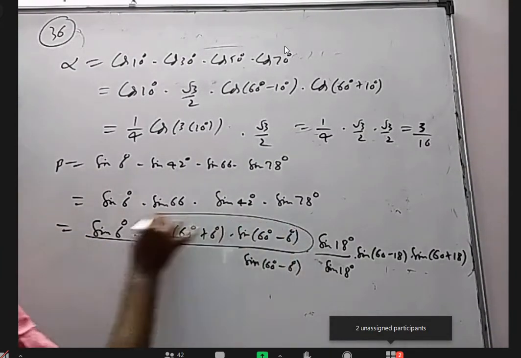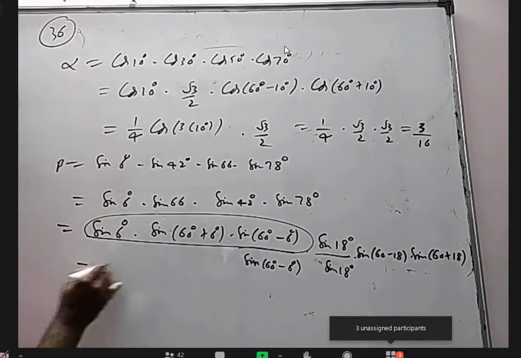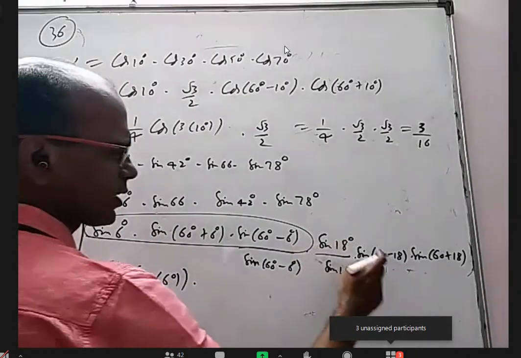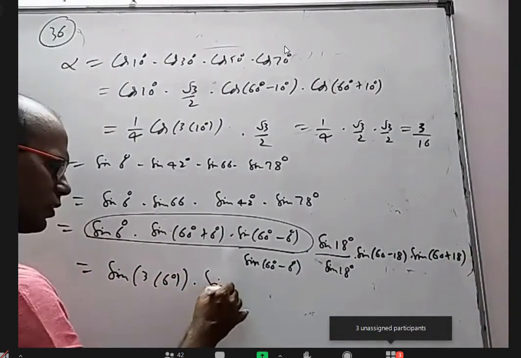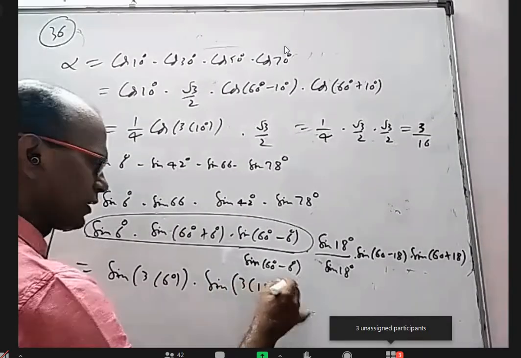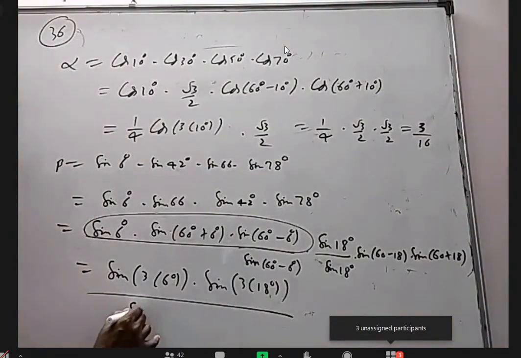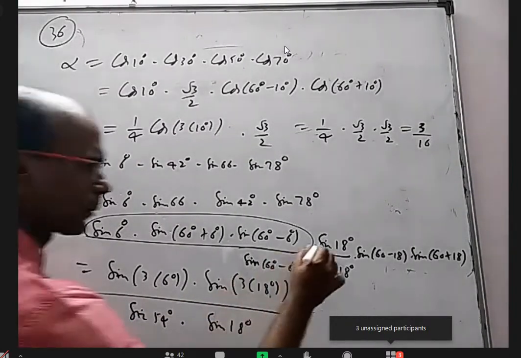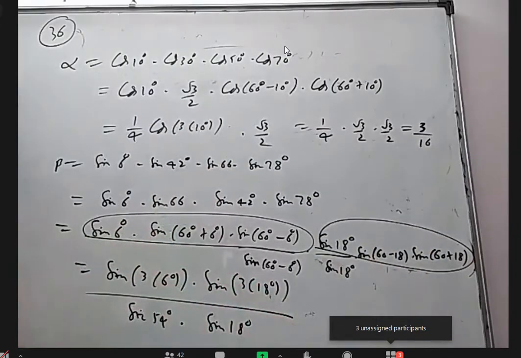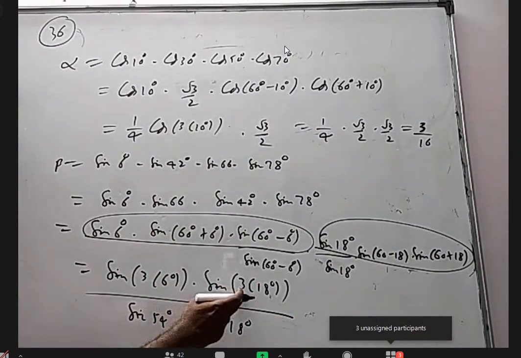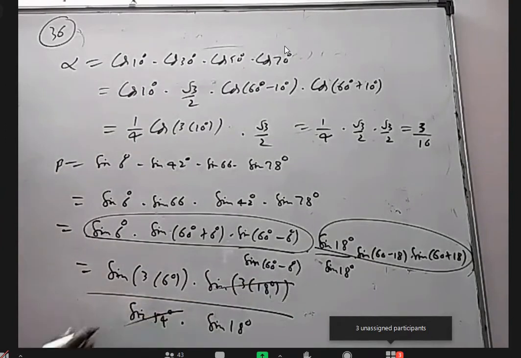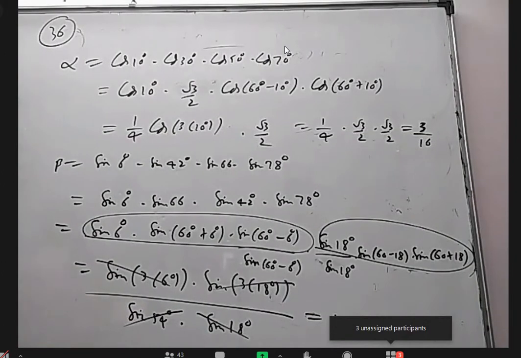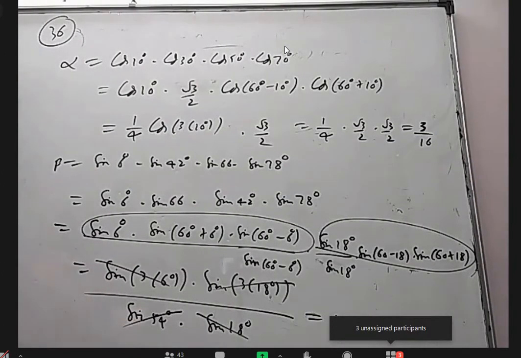Now this part, sin theta into sin 60 plus theta and sin 60 minus theta is sin 3 theta, so 3 times 6 degrees. This is sin theta, sin 60 minus theta, sin 60 plus theta is sin 3 theta, which is 3 times 18 degrees. Here we are left with sin 54 and also denominator sin 18. I don't have to know sin 18, sin 54 for doing this, because this is sin 54, this is sin 54. They got cancelled. This is sin 18, this is sin 18. They got cancelled. It is 1. It's just a matter of getting an idea of using those formulas.